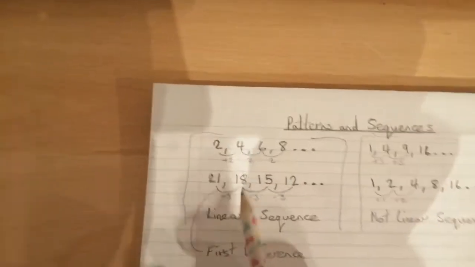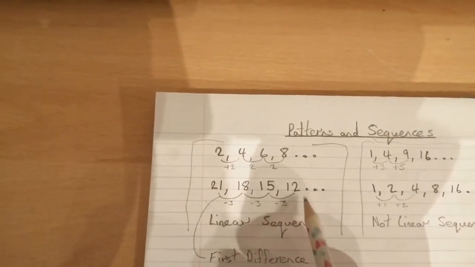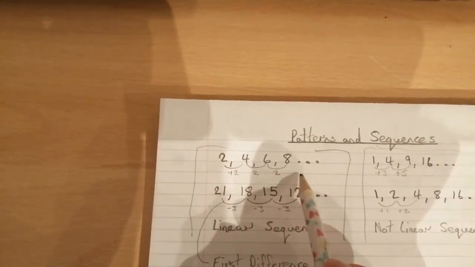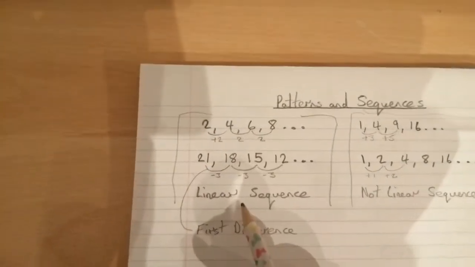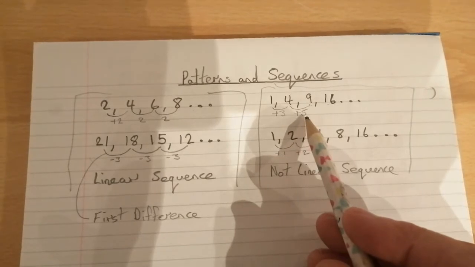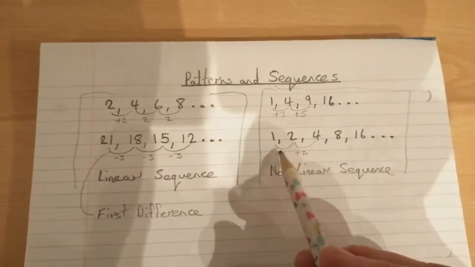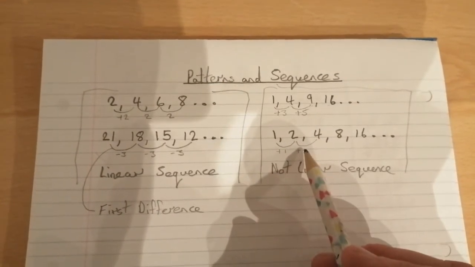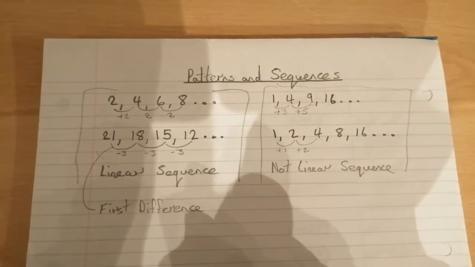Okay, so we could say the first difference is the same all along here. Therefore, they are linear sequences. We could say here that the first difference is not constant. That's not the word we use for the same. And here, the first difference is not constant. Therefore, they're not linear sequences.